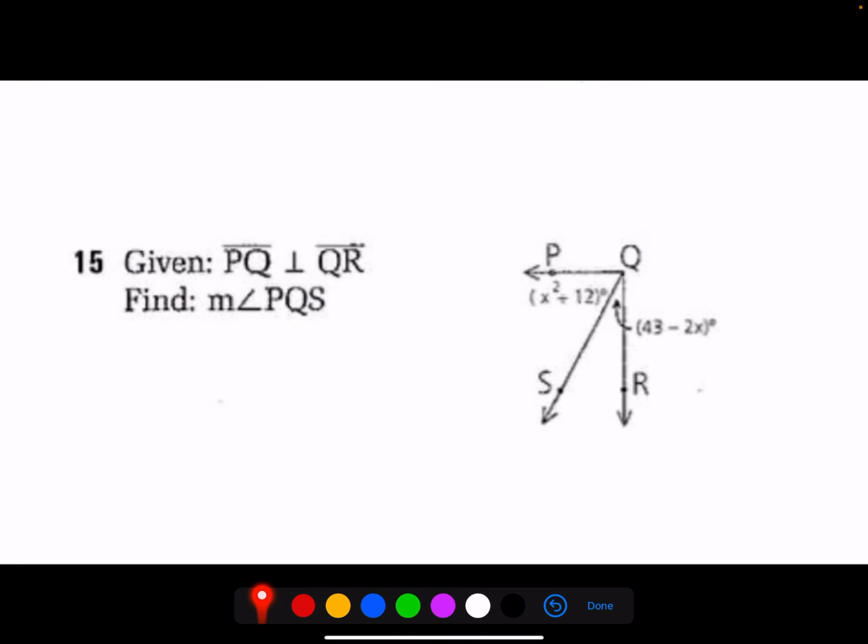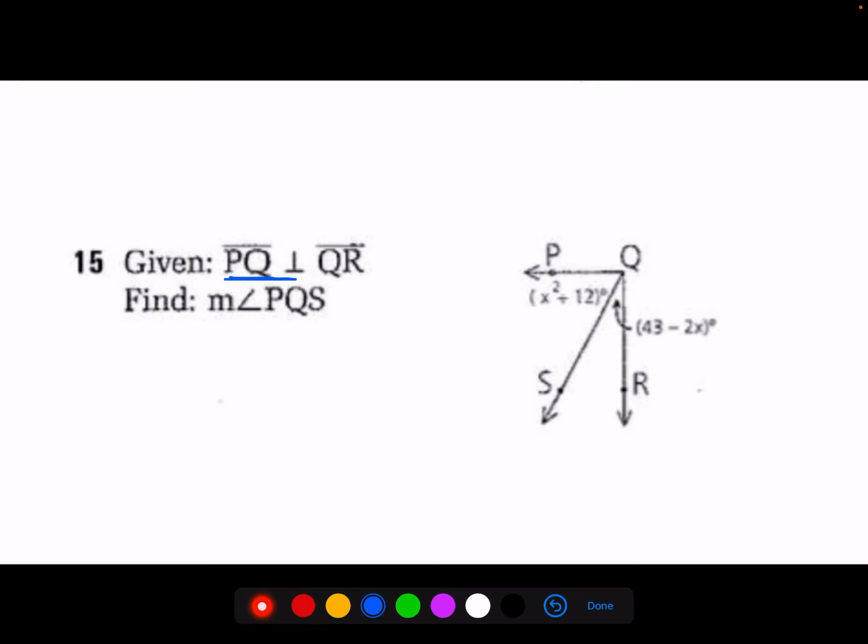So with this problem, we're given PQ is perpendicular to QR. We want to find the measure of angle PQS, this angle right here. To get started on this, and again, pause the video and try this one out because this is very similar to yesterday. This is our warm-up.